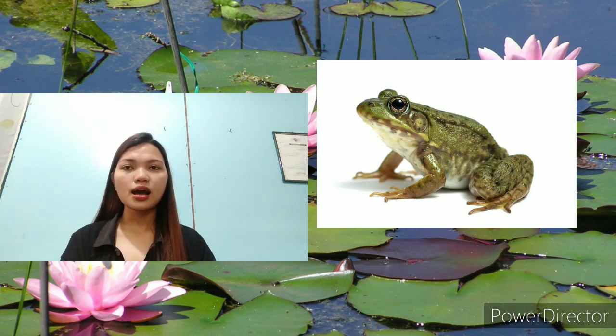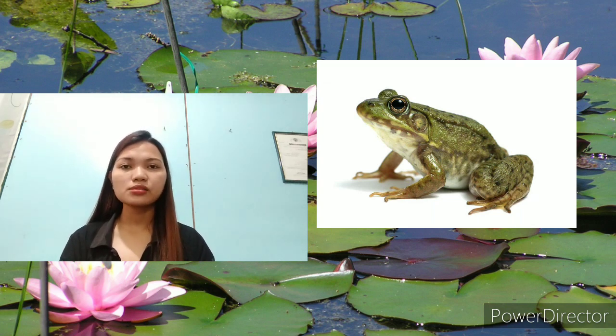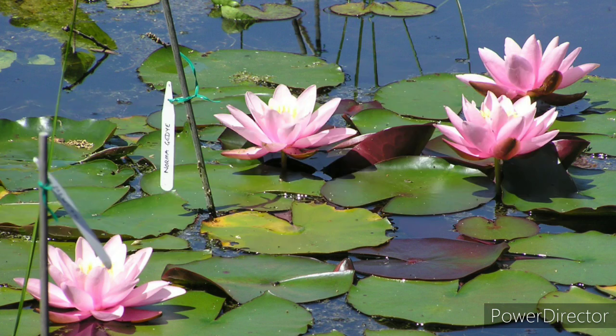The frog's tail will eventually disappear completely, and it will start to eat insects instead of plants from the water. In the natural population, the frog may live for a maximum of 5 years.